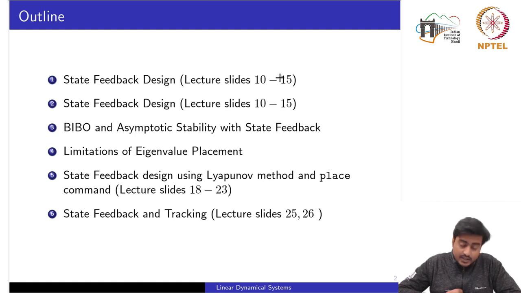Fourth, we will see the limitations of eigenvalue placement, that is, what eigenvalues we can place arbitrarily. The fifth problem deals with state feedback design using 2 methods we introduced during the theory classes. First, using the Lyapunov method, and another we will directly show with the place command. This place command is basically equivalent to the eigenvalue assignment method we covered in lecture slides 18 to 23. The last problem deals with state feedback and the tracking problem.